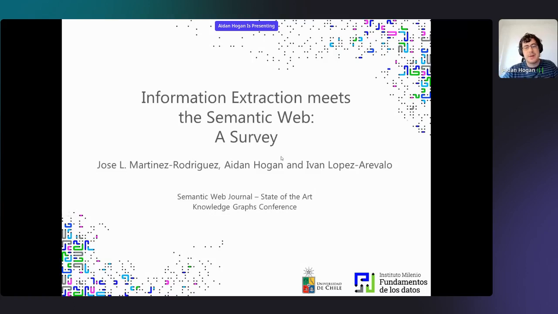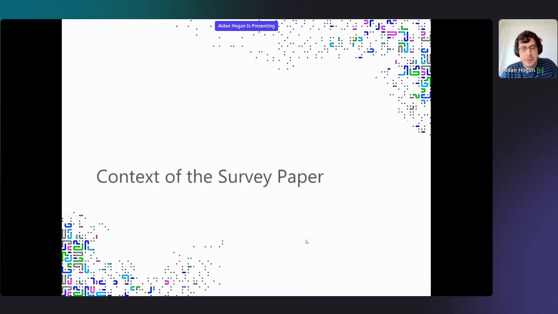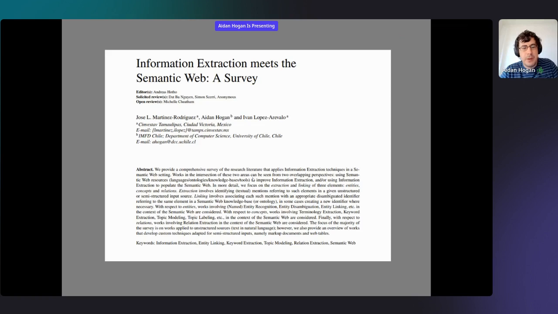Information Extraction Meets the Semantic Web survey, which was a joint work with Jose Martinez and Ivan Lopez from Cinvestav in Mexico. So to first start with the context of the paper, this was a survey paper that was published at the Semantic Web Journal and was invited to be presented at this track. The paper was published in 2020.